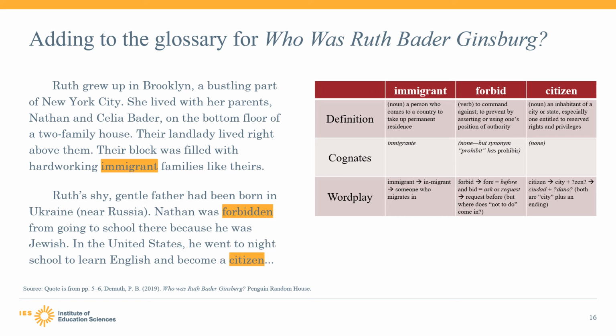So here's a target text, another sample text in approximately the upper elementary grade range, where there are a few words. We have this glossary. We've selected these 3 words that would be target words for a 4th grade class in history. And we have immigrant, forbidden, and citizen. And then in this glossary, we have 3 of the features that we've discussed previously: definition, cognates, and then a wordplay activity, which students can sort of dive into.